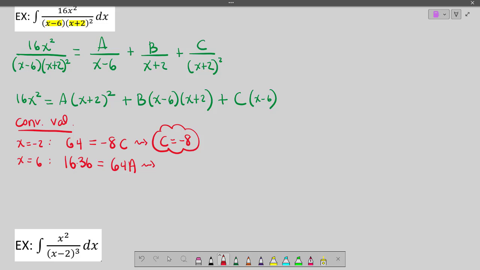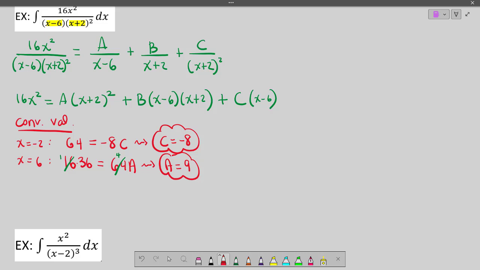So we can do a little simplification here. 16 goes into there 1 time, 16 goes into there 4 times. Divide the 4 and we get that a is equal to 9. All right. So we've got A and C, but not B.